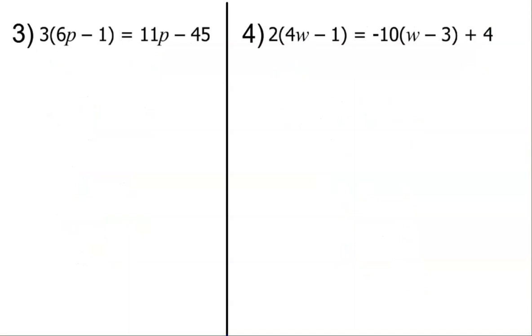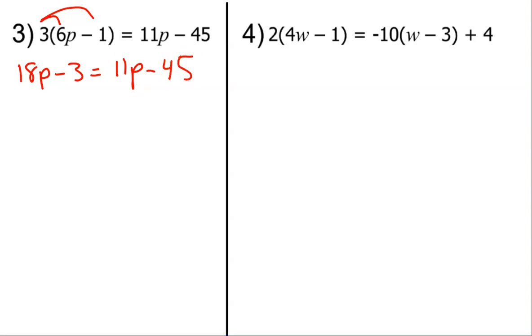All right, here we go. Number 3. This one, I am able to distribute something first. See that 3 on the outside? So I'm going to go ahead and distribute that to give me, so 3 times 6p gives me 18p. 3 times negative 1 is negative 3. My other side stays the same. I haven't done anything to it.